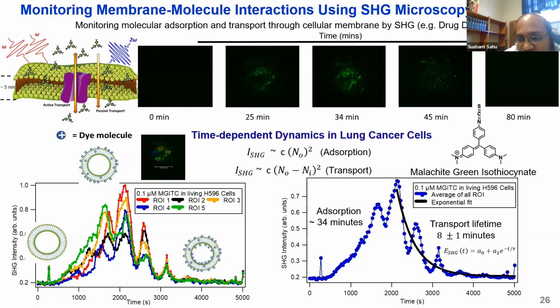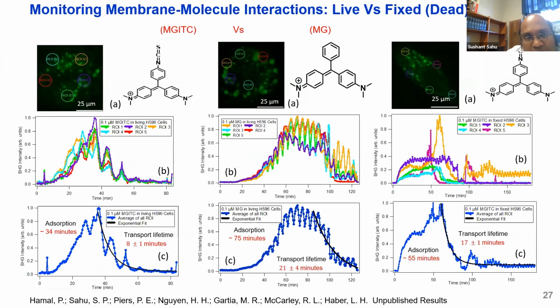And also precisely the number of molecules can also be found. And here I'm showing you further, we also looked at the functional group dependence, this MgITC versus Mg. Due to the incorporation of this isothiocyanate group, you have a much larger dipole moment, and that gives you a much stronger affinity for binding onto the surface of the plasma membrane.